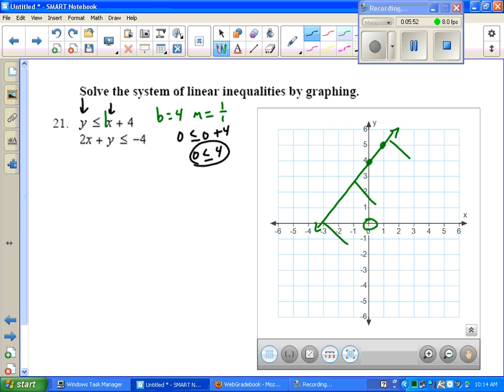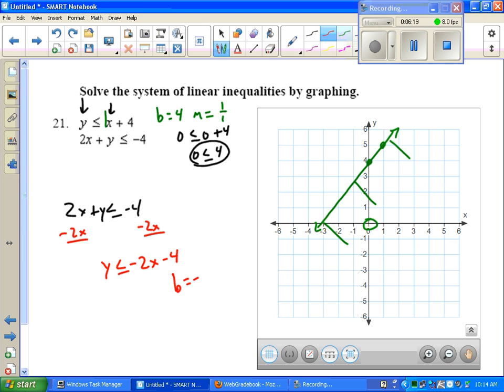We have to take that second inequality, 2x plus y is less than or equal to negative 4. Get y by itself by subtracting 2x on the left to get rid of plus 2x. Subtract it on the right. Again, that doesn't give you negative 6x because they're not like terms, but it does give you y is less than or equal to negative 2x minus 4. It gives you mx plus b form.